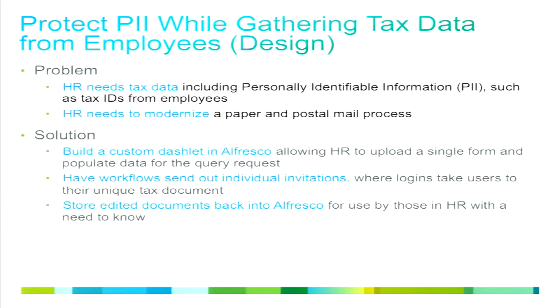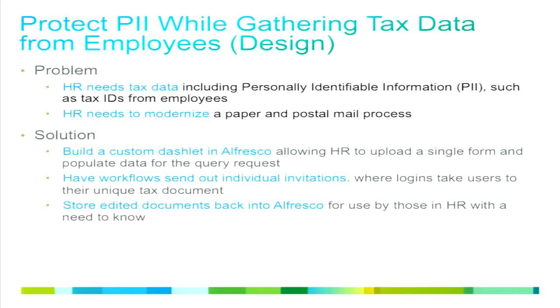The next one is protecting personally identifiable information while gathering tax data from employees. So HR needs tax data, including PII, such as tax IDs, Social Security numbers, and so forth. And they also need to modernize what has been a paper and postal mail process. So we essentially came in and said we can build a custom dashlet that allows HR to upload a single form and then populate the data for the query request.